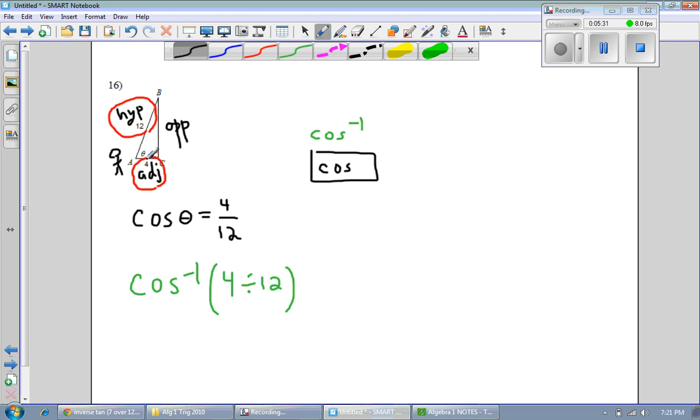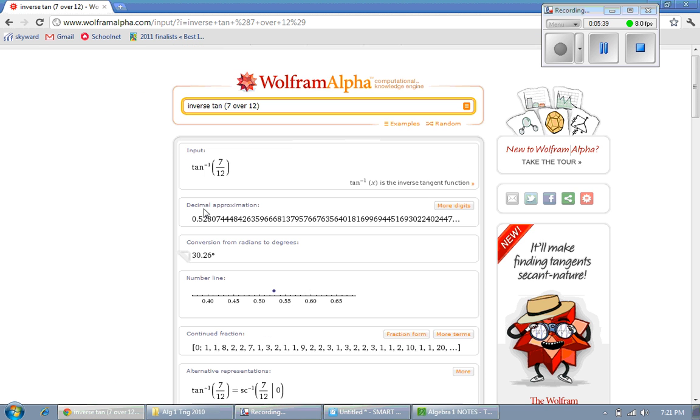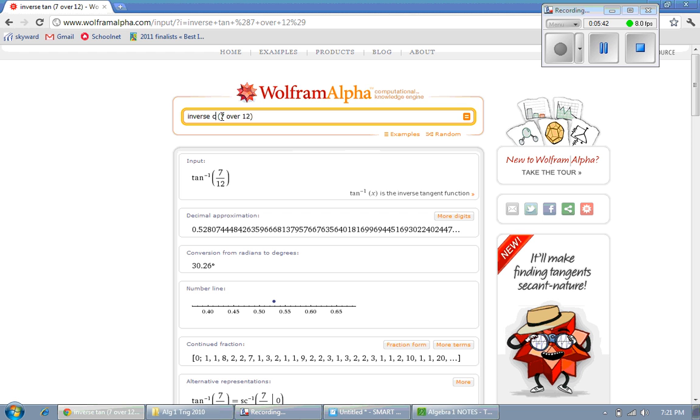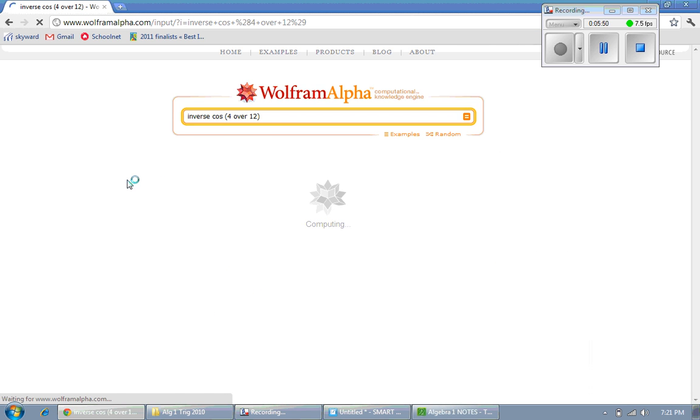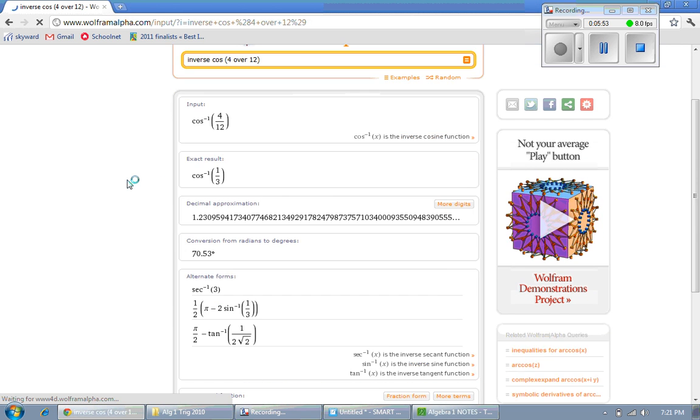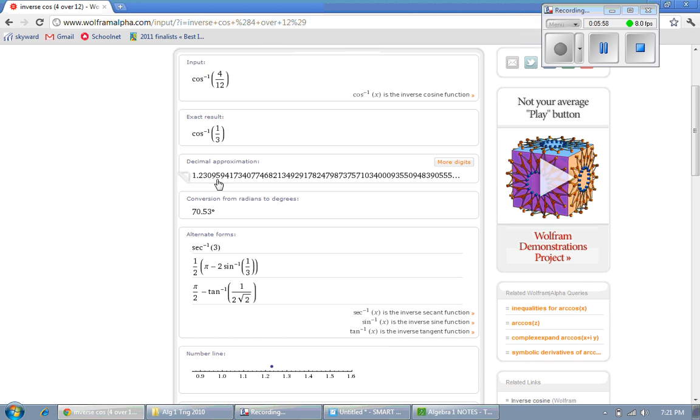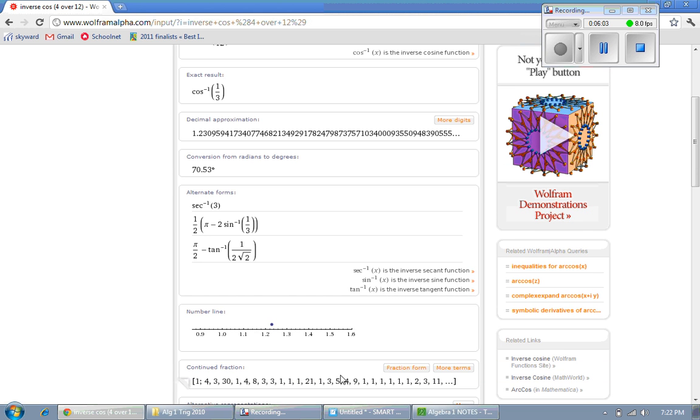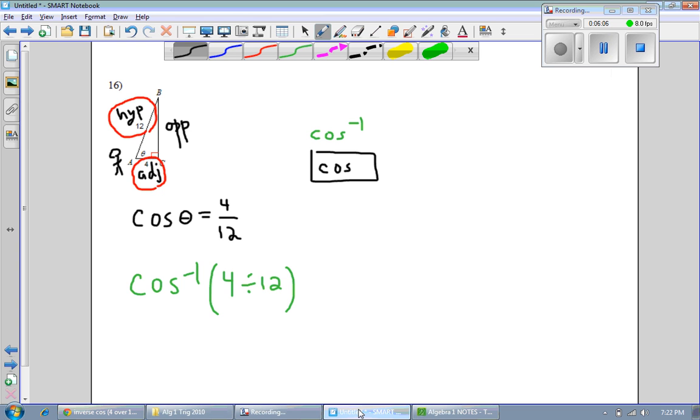This looks like on the larger side, closer to 90. I'm hoping like 80, 70, somewhere in there. So inverse cosine of 4 over 12. This website, I'll just go over here and write inverse cosine of 4 over 12. Press enter. What does Wolfram Alpha tell me? Inverse cosine of 4 over 12, that's what I said. It even understood me all the way up there. We don't want this decimal approximation. We want the degrees. It says 70.53.